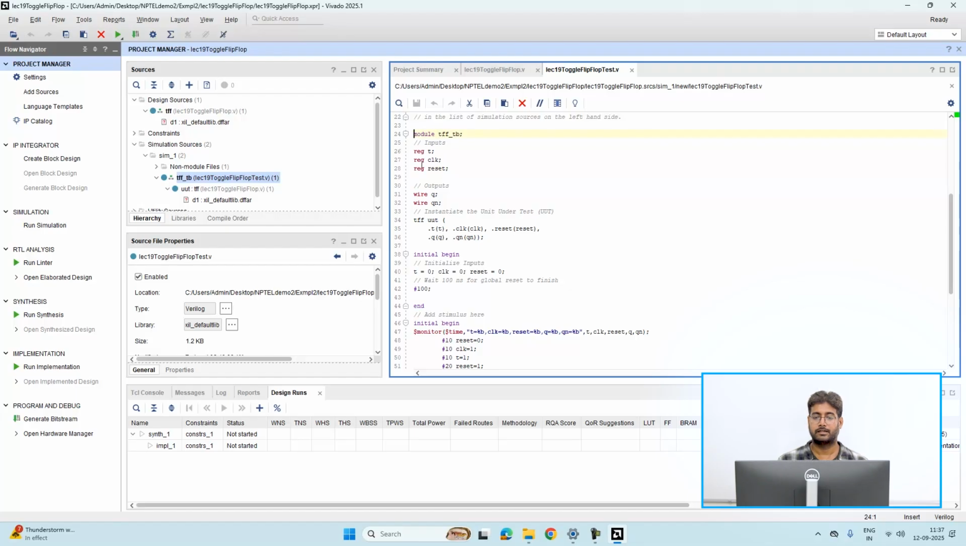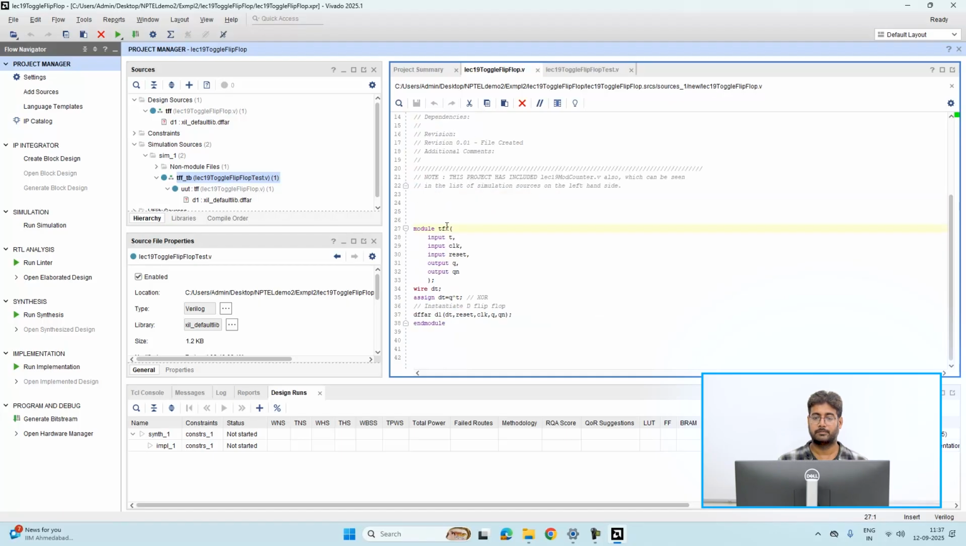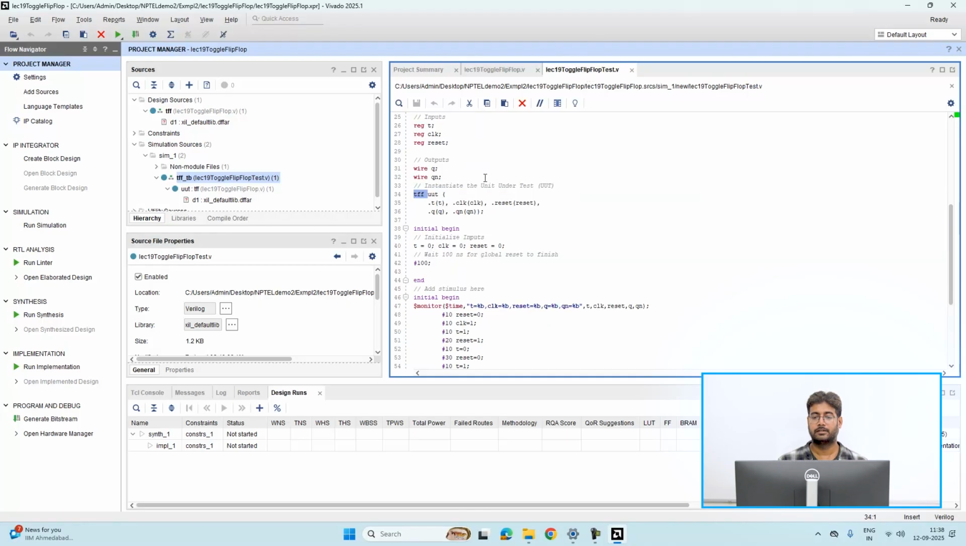Inputs are T, clock and reset. They are defined as reg. Outputs are Q and Qn. Q and Qn are defined as wire. Then we instantiate it. Module name is TFF. UUT is the unit under test. TFF is the module name of this toggle flip-flop.